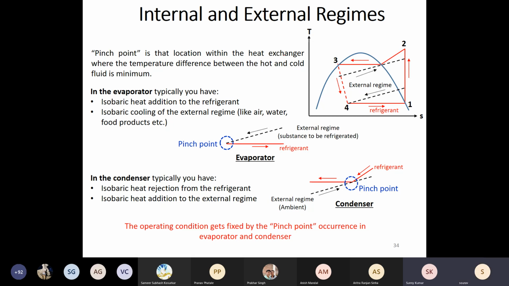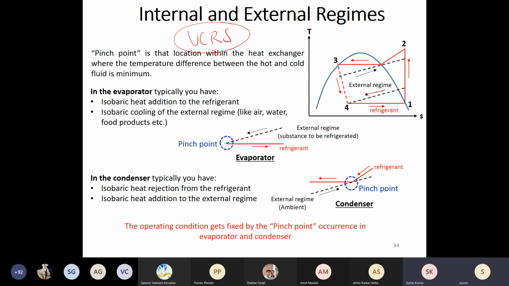Okay. So till now we were looking at a very simple scenario where the internal regime was undergoing the Carnot cycle. Now let's come to the VCRS cycle. Now this is the entire cycle. Now you draw the similar process lines for the external side, which we had drawn in the previous slide. So the external regime in the evaporator side, refrigerant is absorbing heat and the external regime is getting cool.